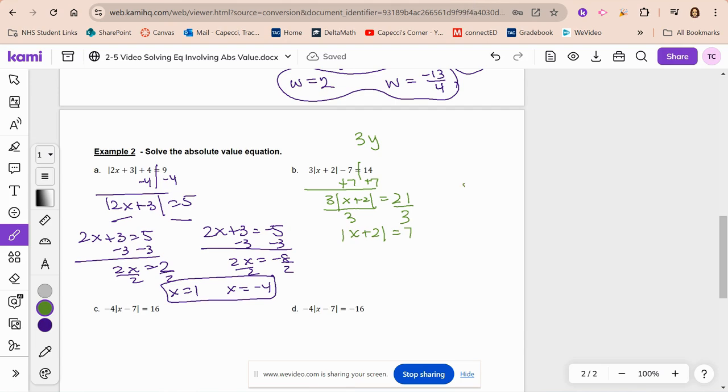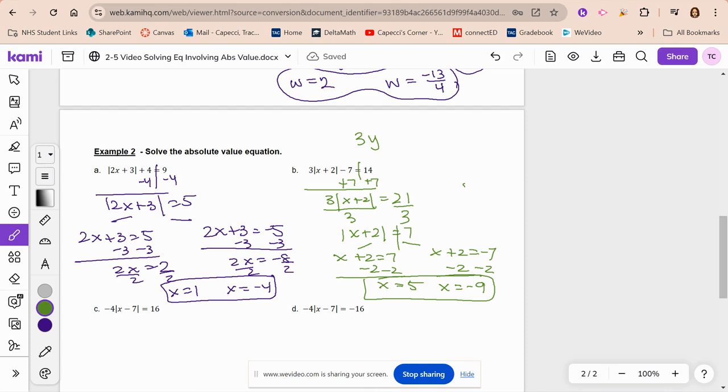Now the absolute value is isolated, right? It's the only thing there. Now I can split it. So I have x plus 2 is equal to positive 7, and x plus 2 is equal to negative 7. So I have x is equal to 5, and x is equal to negative 9. Here are our final answers there. All right, let's keep going.